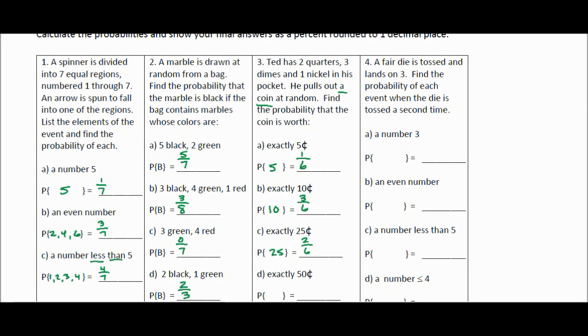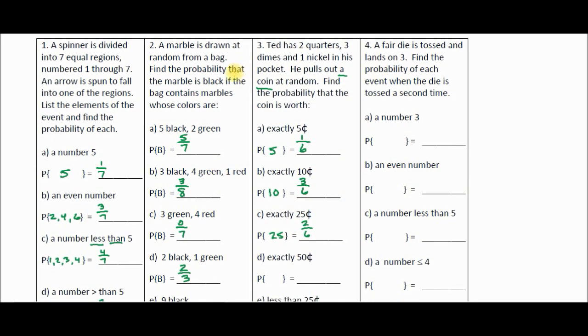So what's the probability he'll pull out exactly 50 cents? Class, here's the reason why I read the experiment carefully. He's pulling out a coin. He's not pulling out 2 coins. There are no half dollars in his pocket. That means the probability of getting exactly 50 cents is 0. Can't happen. 0 out of 6.